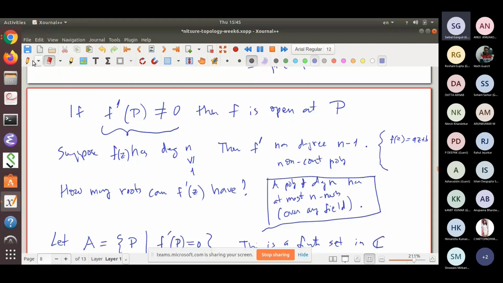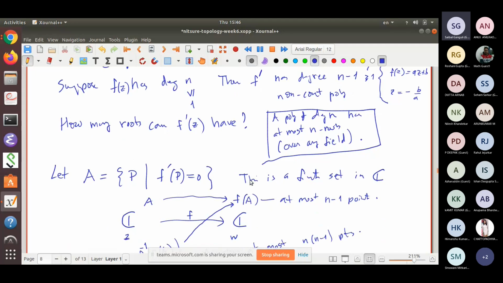Then the root, and I have taken a monic polynomial probably. Doesn't matter. So then you know that this has a solution, namely z equal to minus b upon a. So assume non-constant. Assume the degree is greater than or equal to 1, for this reason. Okay, so how many roots can it have? It can have n-1 roots at the most.